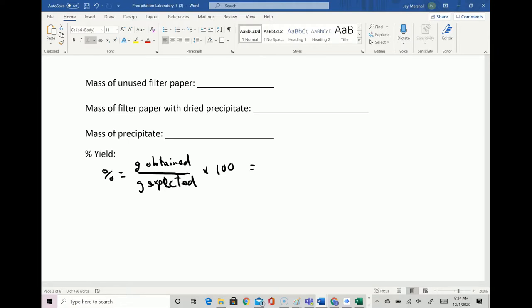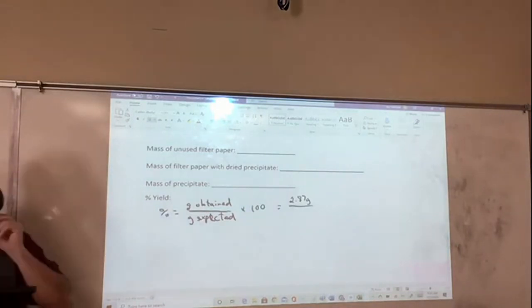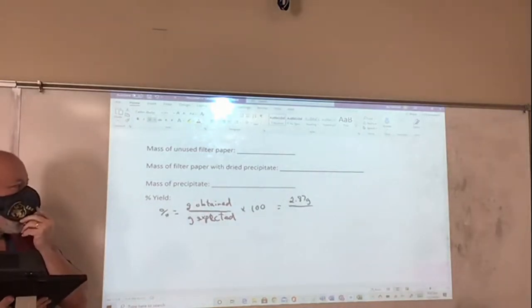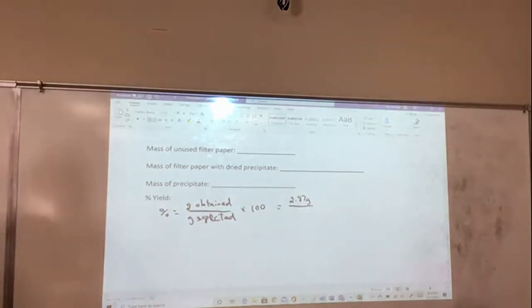How many grams? So I'm just going to do this for one of you. Aspen, what was the mass of the precipitate in your group? 2.87. 2.87 grams. Okay. Now, did we figure out yet what the grams expected is? Do I have that information?